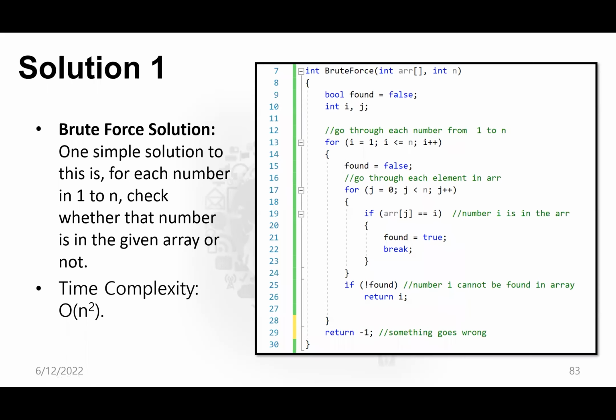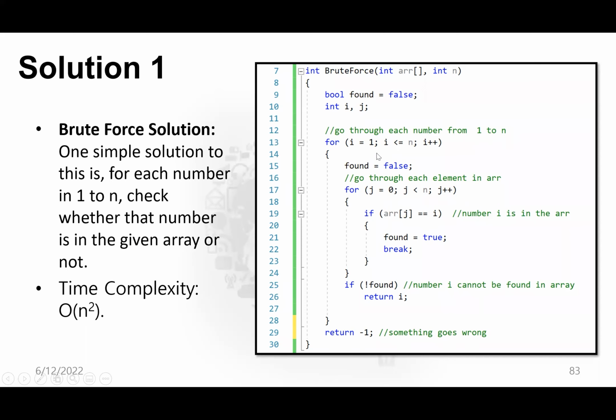Okay, we have 3 methods that can help us solve this problem of finding the missing number. One is using brute force. Brute force is where for each number from 1 to n, like 1 to 8 if your n is 8, you just check whether that number is in the given array or not. Here you need to use 2 for loops. The first for loop, you go through each number from 1 to n.